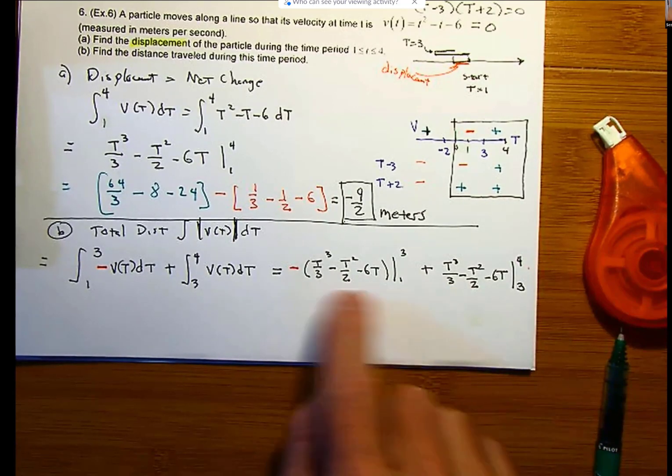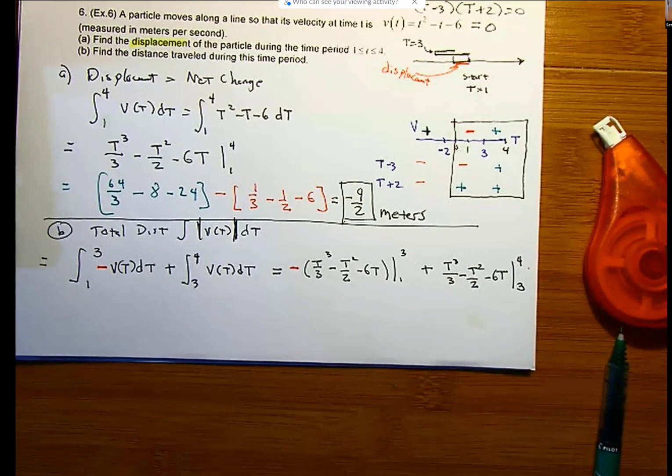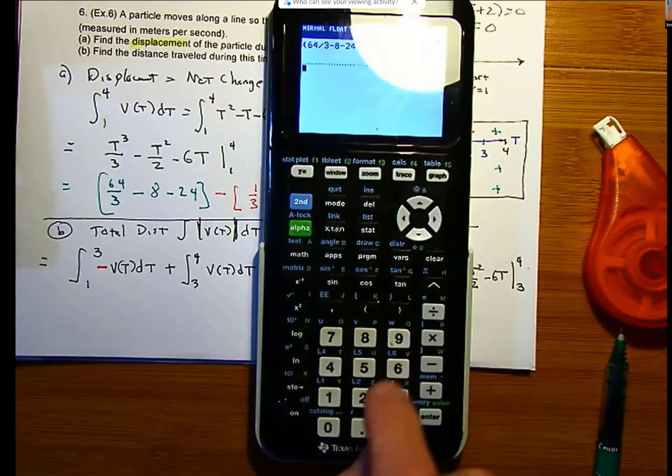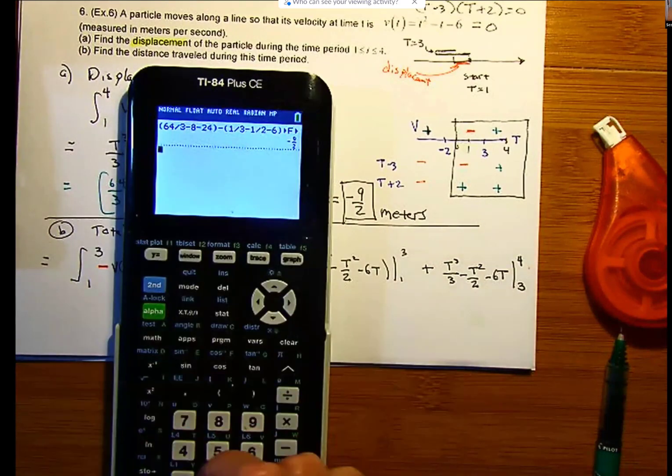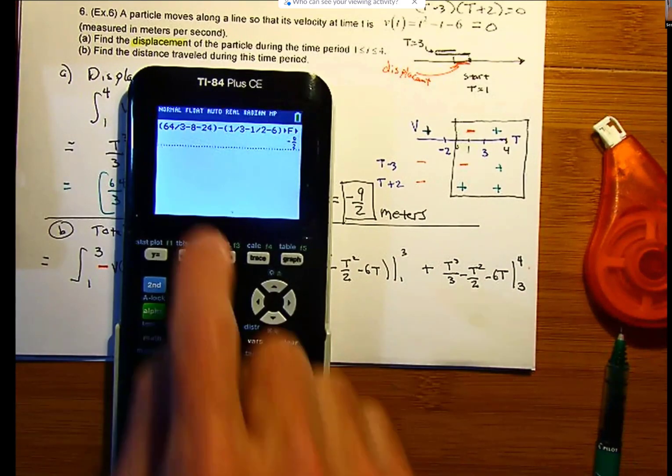So how can we do that in the calculator? In the last problem, I showed you how to do it in the calculator where we had a whole bunch of them, and we could repeat this strategy.